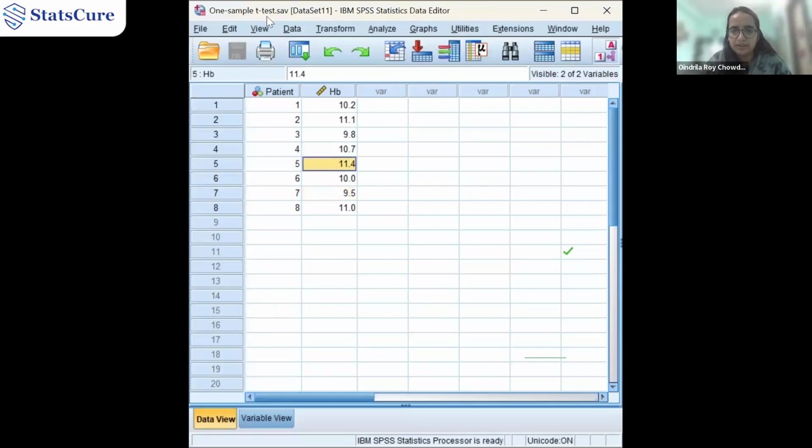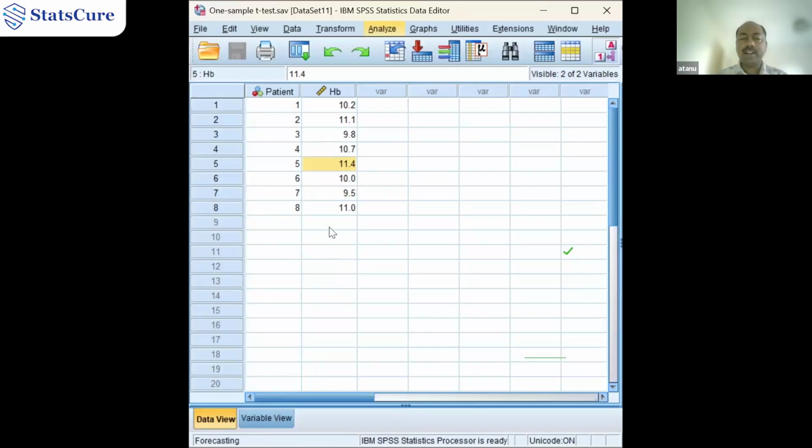I guess my screen is visible. This is the data of 8 patients and their hemoglobin level, and we are using a one sample t-test here.